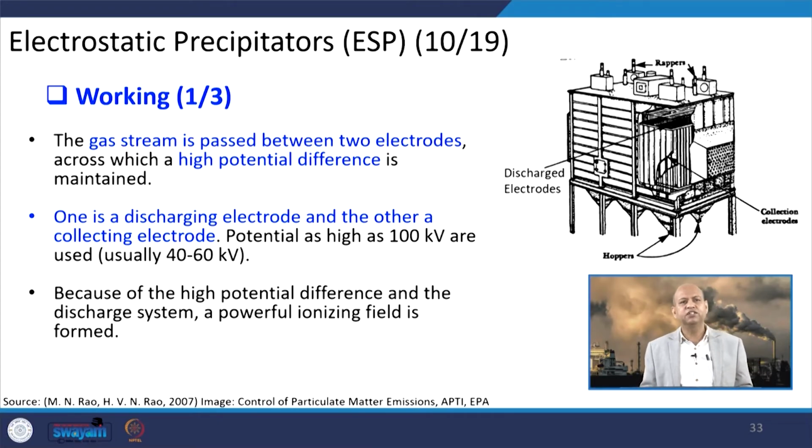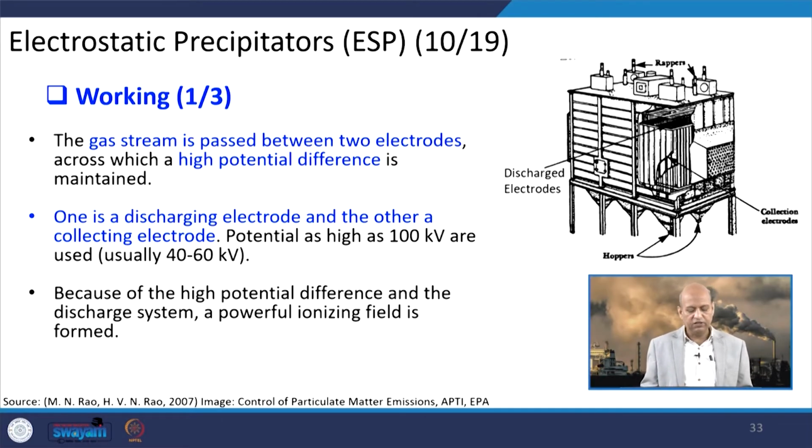The gas stream is passed between two electrodes across which a high potential difference is maintained. One is a discharging electrode and the other is a collecting electrode, where these particles go and lose their charges, and potentials as high as 100 kilovolt are used. Usually 40 to 60 kilovolt is the voltage there, but 100 can also be there.